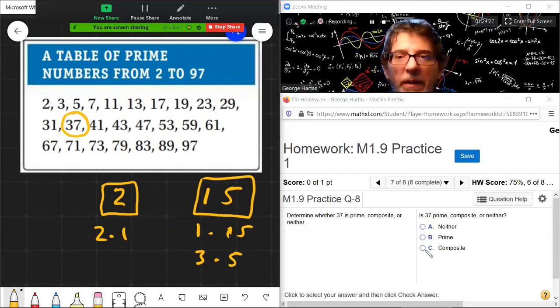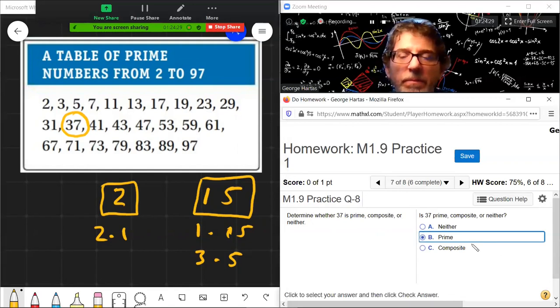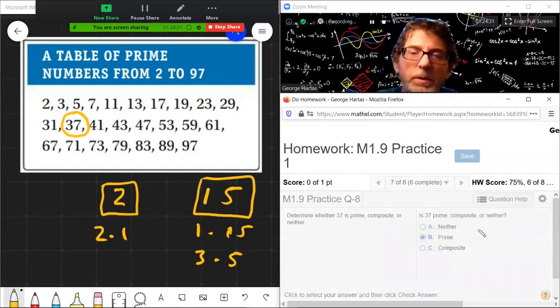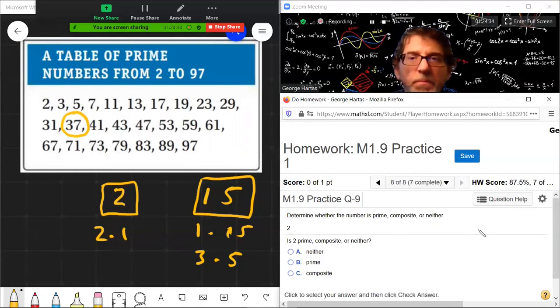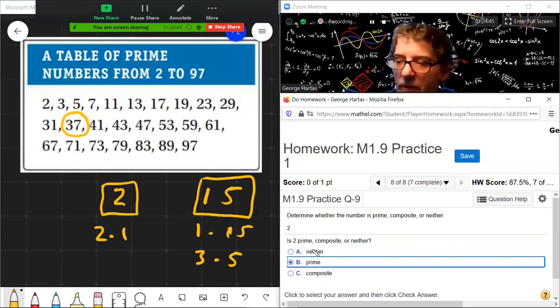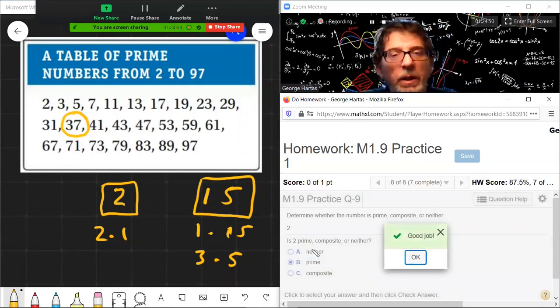So let's pick it. Determine whether the number is prime. We know the number 2 is the only even prime number. So yes, it is a prime number. All right, so that's how you perform prime number determination and also how to list all the factors of a number.